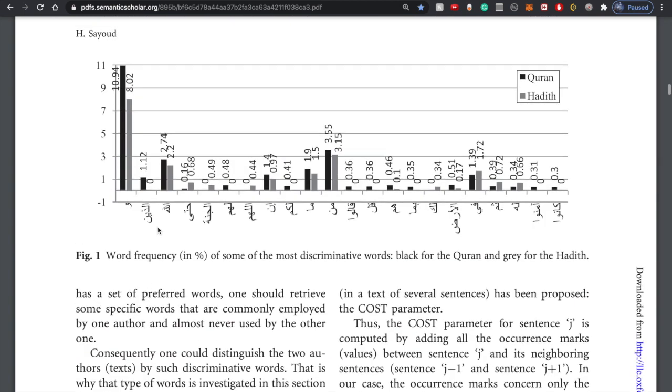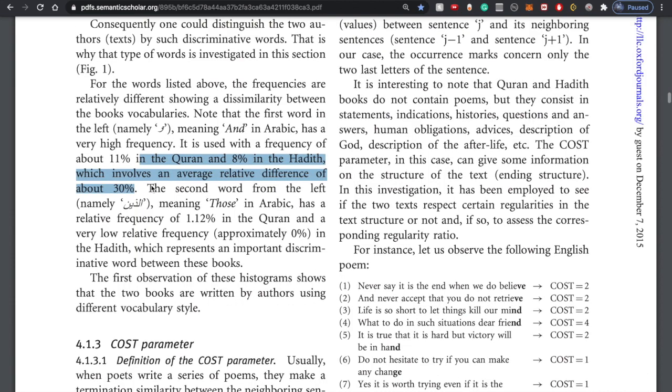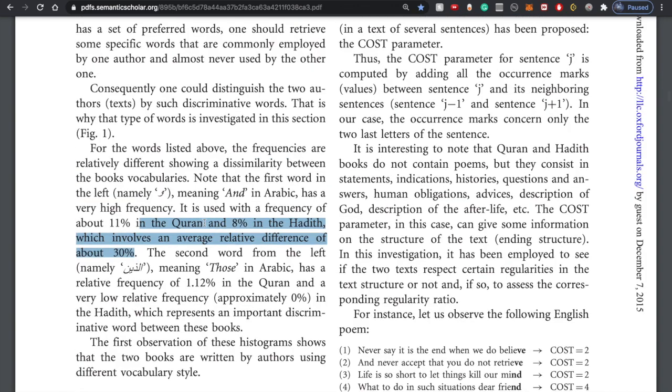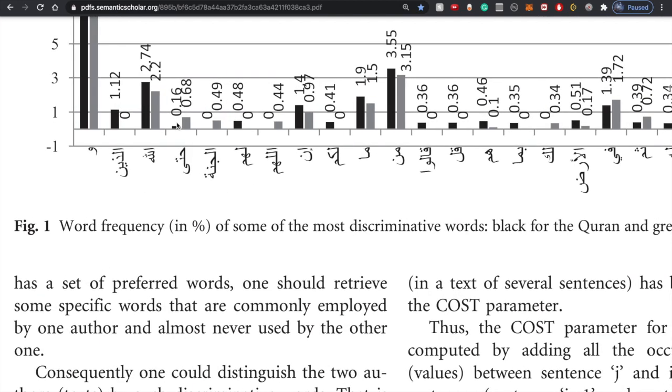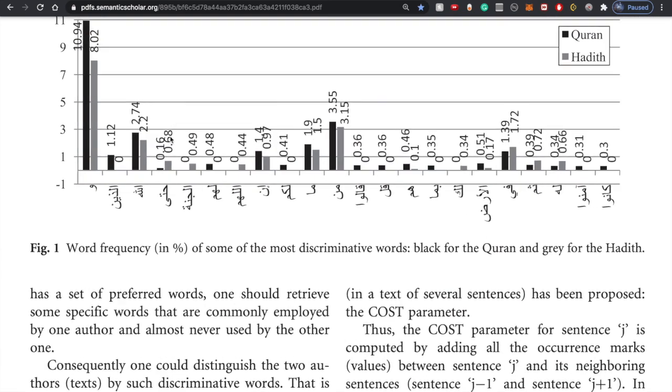If we look at the word allazina, we find 1.12 in the Quran versus 0 in the Hadith, right? So that's high in the Quran. That means 1.12% of the time allazina is used, but it's never used in the Hadith. We also see most of these are very, very different. Like hatta is 0.16 versus 0.68, right? Imagine using this word only around 15% of the time versus about 70% of the time in your speech. Clearly, this is showing different authorship. 0 versus 0.5, 0.5 versus 0, 0.44, 0.41 versus 0, right?